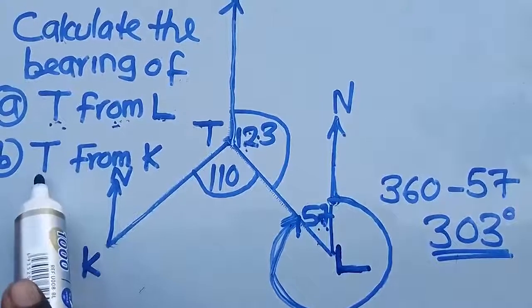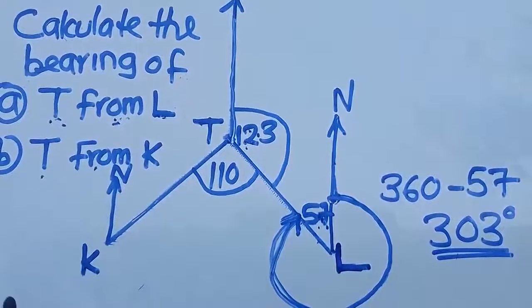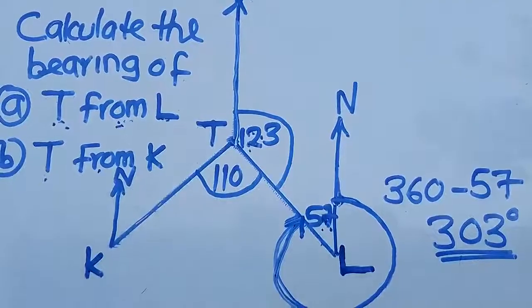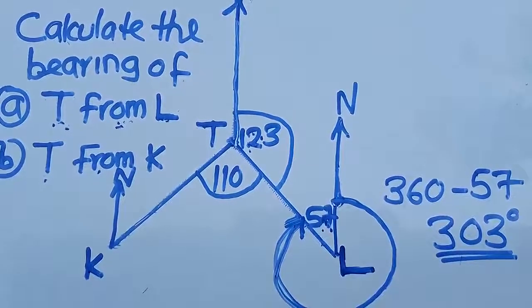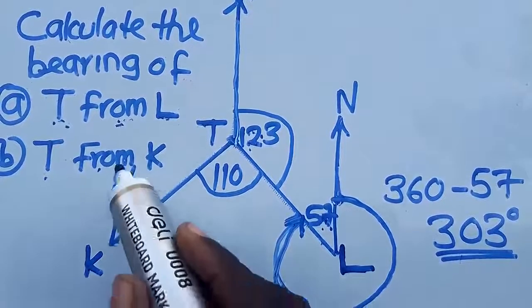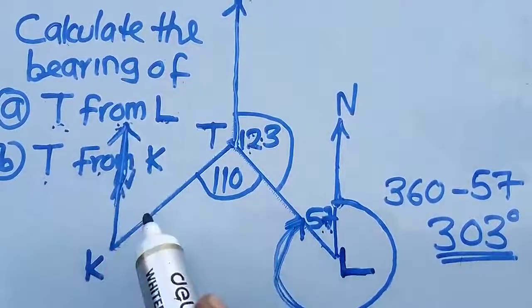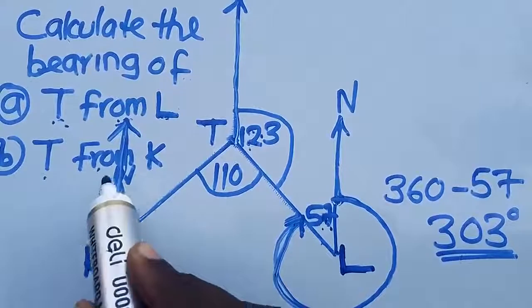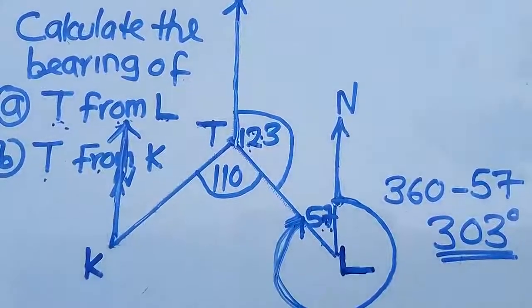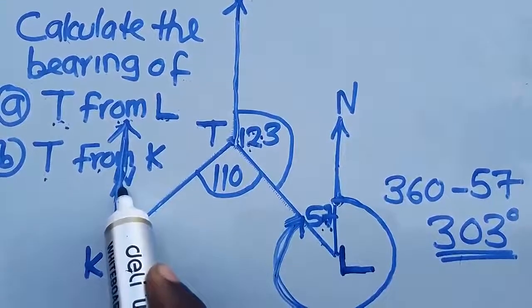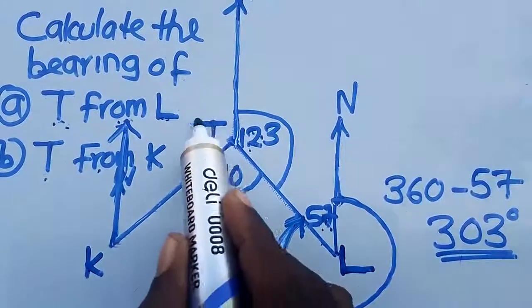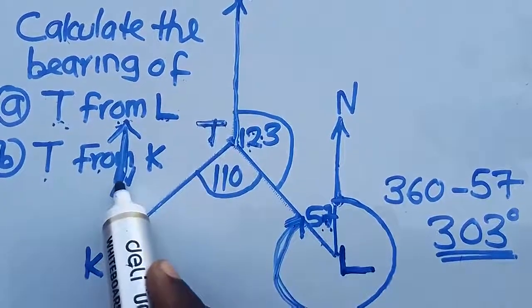This is T from K. So we want to find the bearing of T from K. You are starting at K. So your K is here. This is the north. Going to T. I've told you that you can't move like this. They move in a clockwise direction. You know how a clock moves like this. So T is here. Your K is there. The T is there.